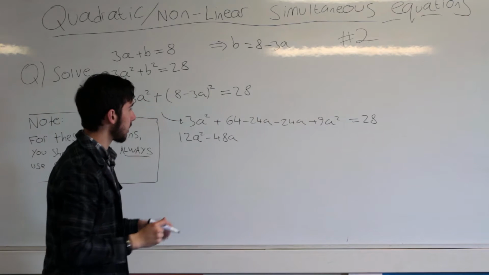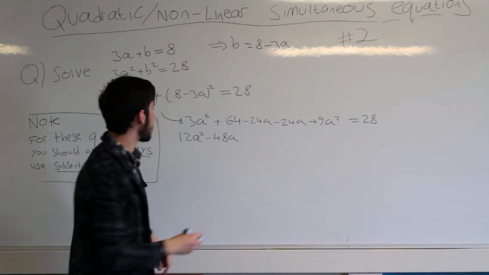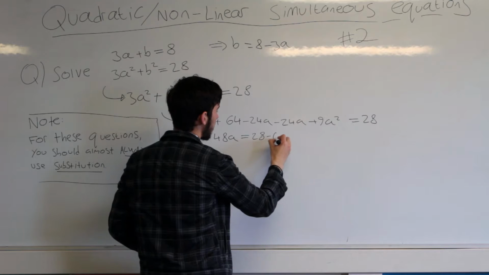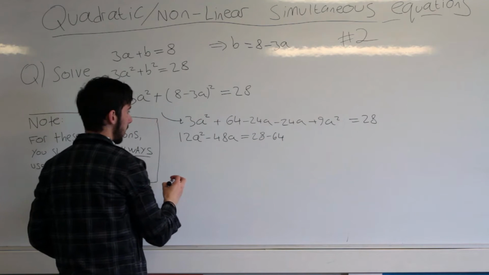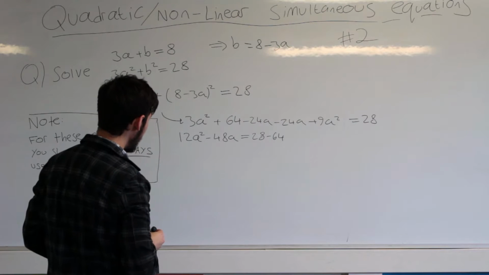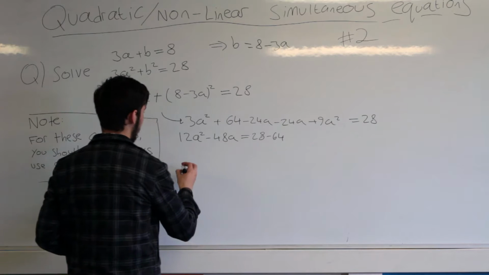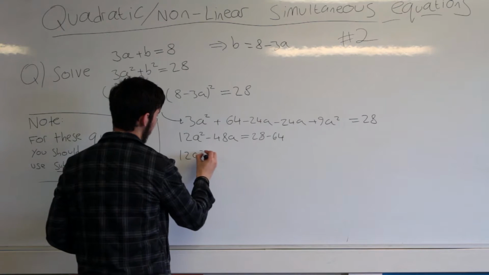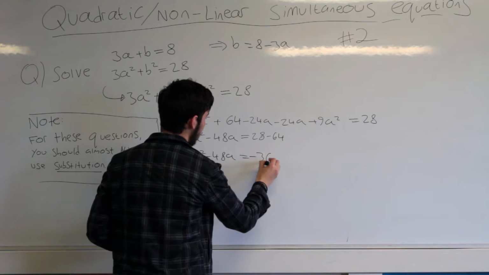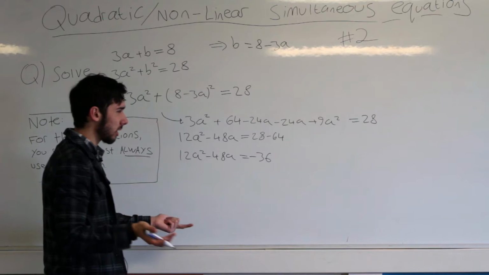And let's get the constants. We've got 64, and that's all, is equal to 28. So we need to do 28 minus 64. And I am actually going to look at that mentally, and that is going to be minus 36. So we've got 12A squared minus 48A is equal to minus 36. Okay. And because, guys, this is like a quadratic, right?